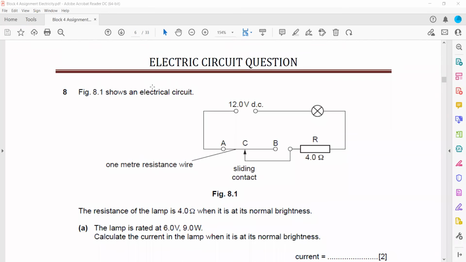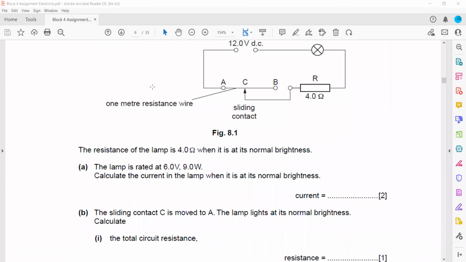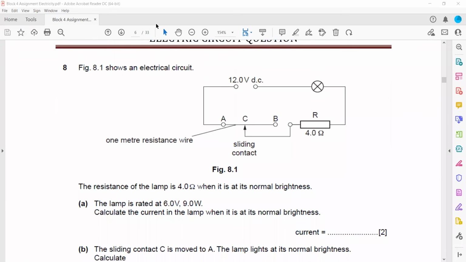Another question: figure 8.1 shows an electrical circuit. The resistance of the lamp is 4 ohm. So if this lamp is 4 ohm, this resistor, the fixed resistor, is also 4 ohm. The lamp is rated 6 volts, so the voltage across the lamp is 6 and its power is 9. Calculate the current. So we have the formula P is equal to VI.